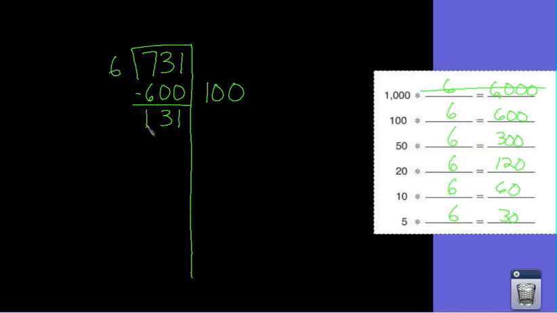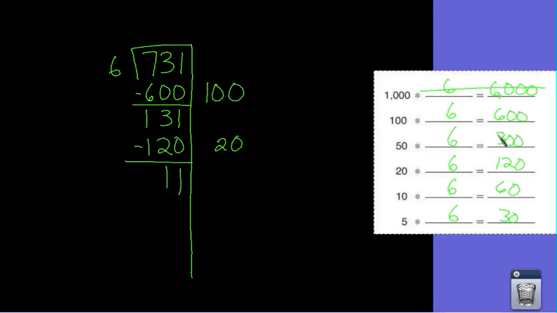I can come back over here to my chart. This one's going to be too big, but 120 is less than, but close to 131. So for this partial product, I'm going to use 20 because there's close to 20 groups of 6 in 131. 20 times 6 over here in our chart is 120. We subtract. And we're left with 11.